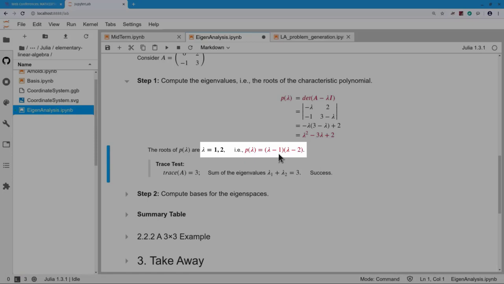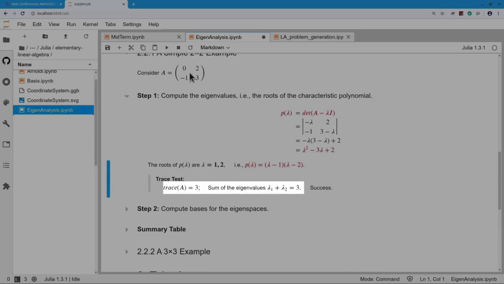But before we start with those, let's quickly do the trace test. The trace of the matrix is the sum of the diagonal entries. So 0 plus 3 is 3. The eigenvalues sum to 1 plus 2, which is equal to 3, and therefore the trace is indeed equal to the sum of the eigenvalues. So we are relatively confident that we didn't make a mistake, that we indeed have the correct eigenvalues.